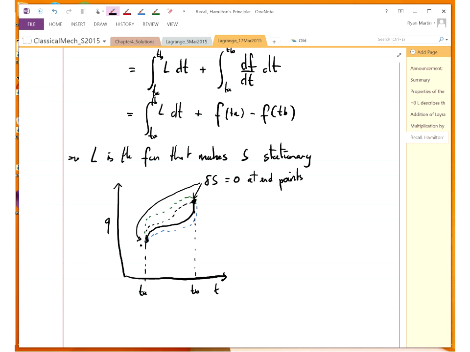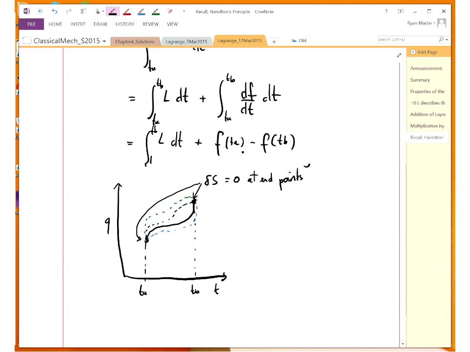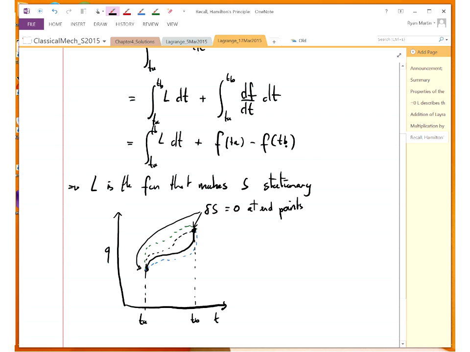So for the variation to be 0 at the endpoints, that means the variations of the last two terms up here, f of TA minus f of TB, will be 0. So when you take the variation of S, those two terms, f of TA and f of TB, just cancel, or they're just equal to 0.